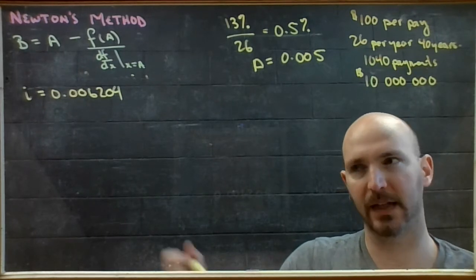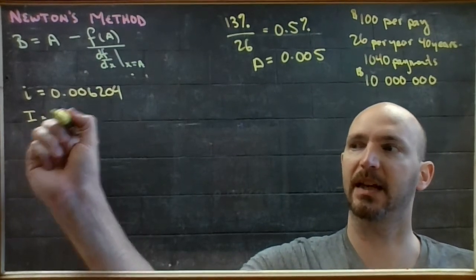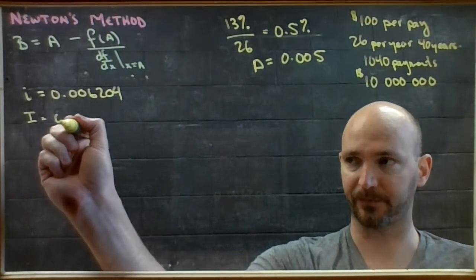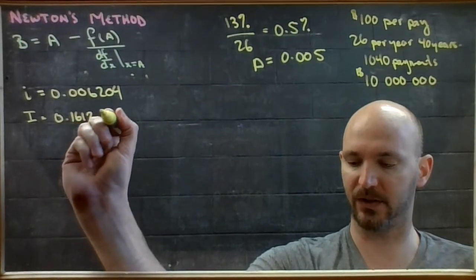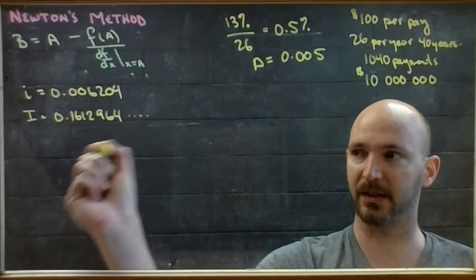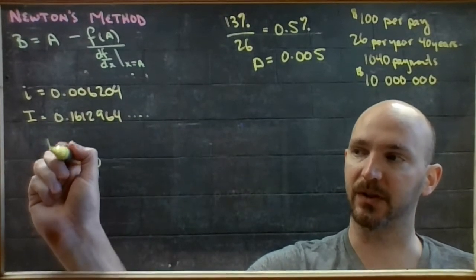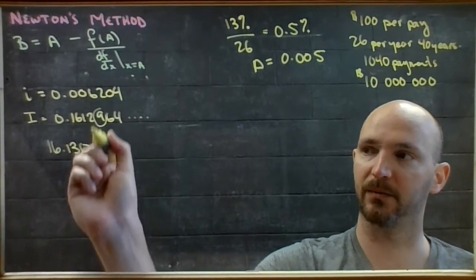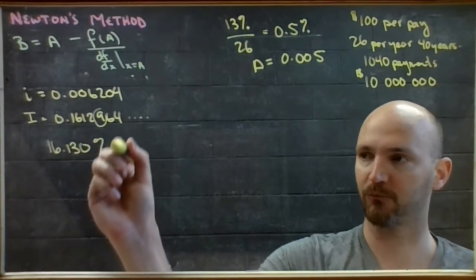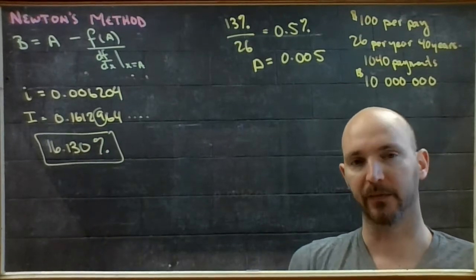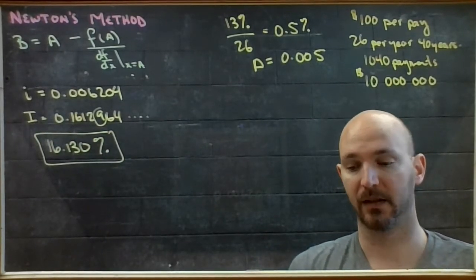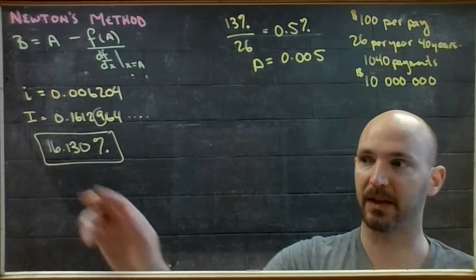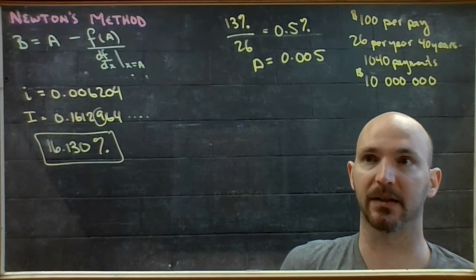So to actually get the posted interest rate, I'm going to have to take that number and multiply it by 26. If I do that, I get 0.161296 or something. So the interest rate I'm after is 16.130 if I round my third digit. So I guessed 13%, chopped it up into this number, and then ran it through 8 iterations of Newton's method, and it spat out 16.13%.